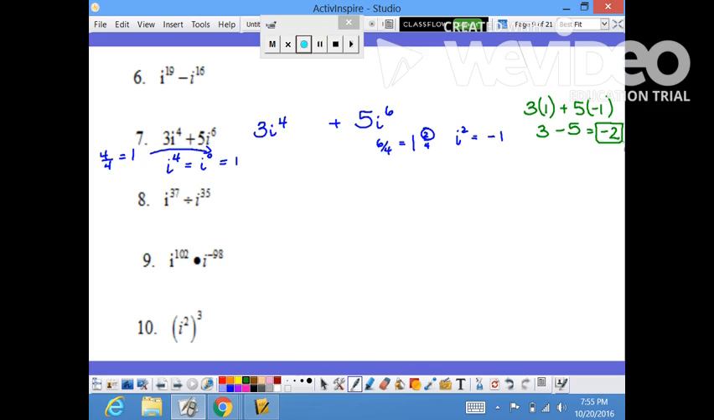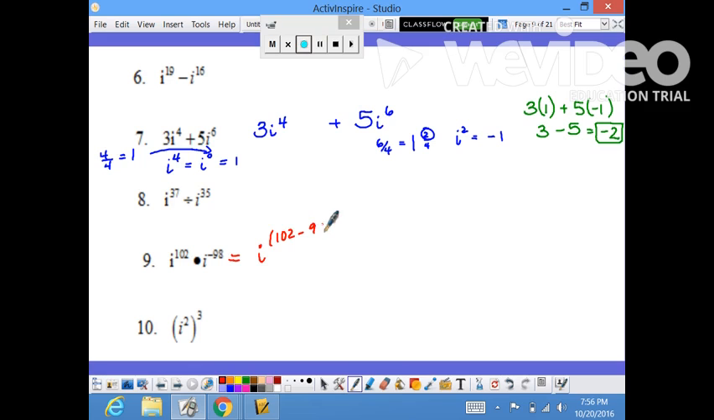Okay. Working on number 9. Number 9, you could do one of two ways. I would urge you to pull out your good friend, the law of exponents here, because we're multiplying two exponents with the same base. When you're multiplying two exponents with the same base, the law of exponents says to keep the base and add the exponents.